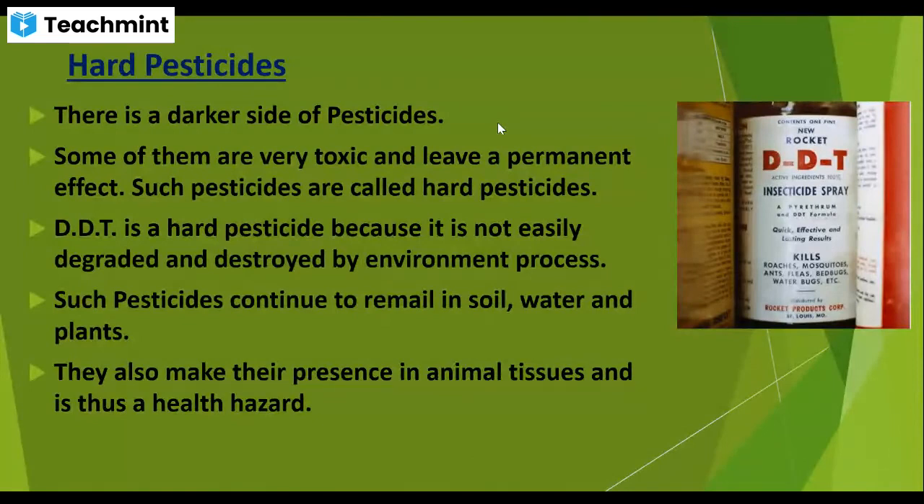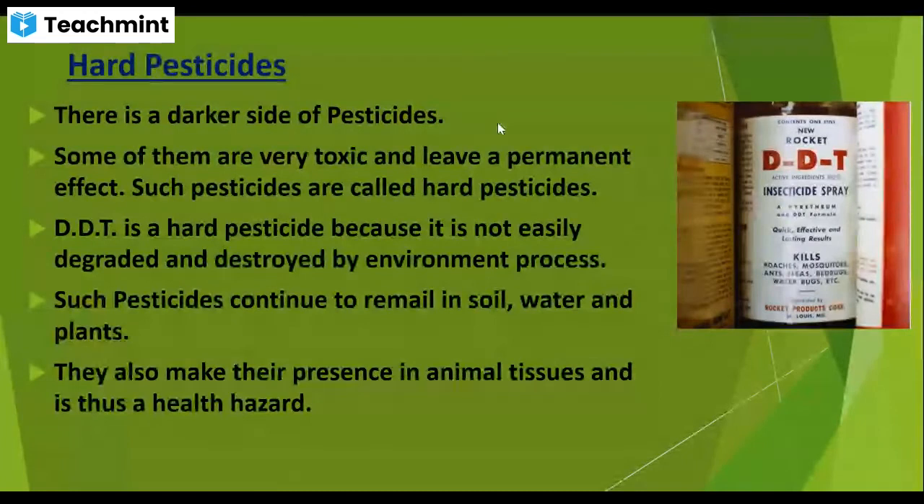It has some side effects on us also, so that's why this is banned. This DDT is banned nowadays. Such pesticides continue to remain in soil, water, and plants. If you spread this DDT on crops or in the farm, after some time it will remain in the soil, water, human beings, and plants also. So what will happen if they remain in the soil, water, and plants? They will affect for a long time, and that effect will be observed in human beings also.